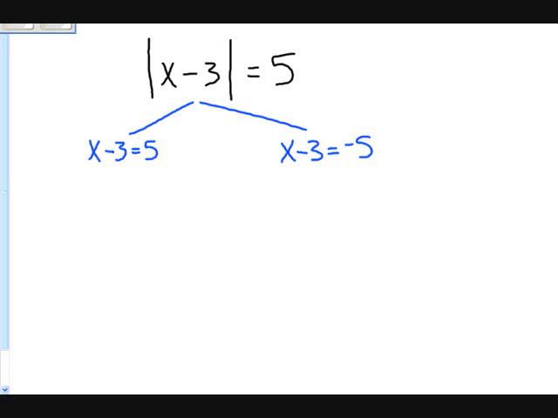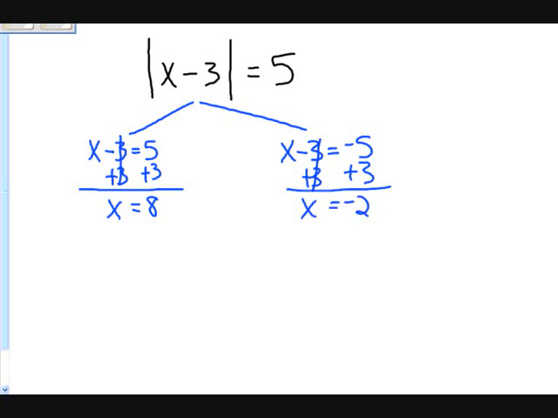Now, once you've done that, you simply got to solve for x. So we're going to get x by itself. Add 3 to both sides. These cancel, and x is equal to 8. And then over here, we'll add 3 to both sides, and x is equal to a negative 2. You should, for the most part, have 2 answers every single time whenever you do an absolute value equation.